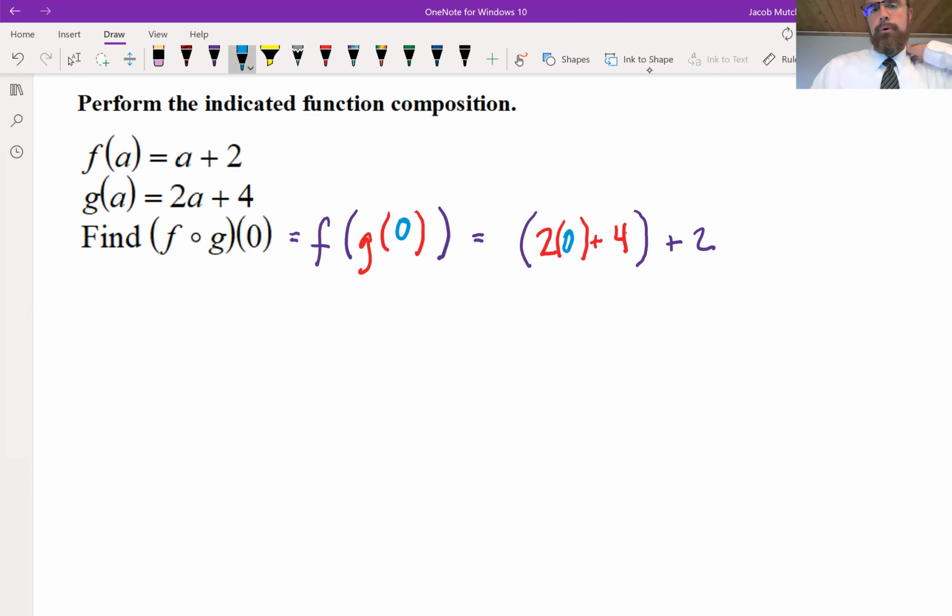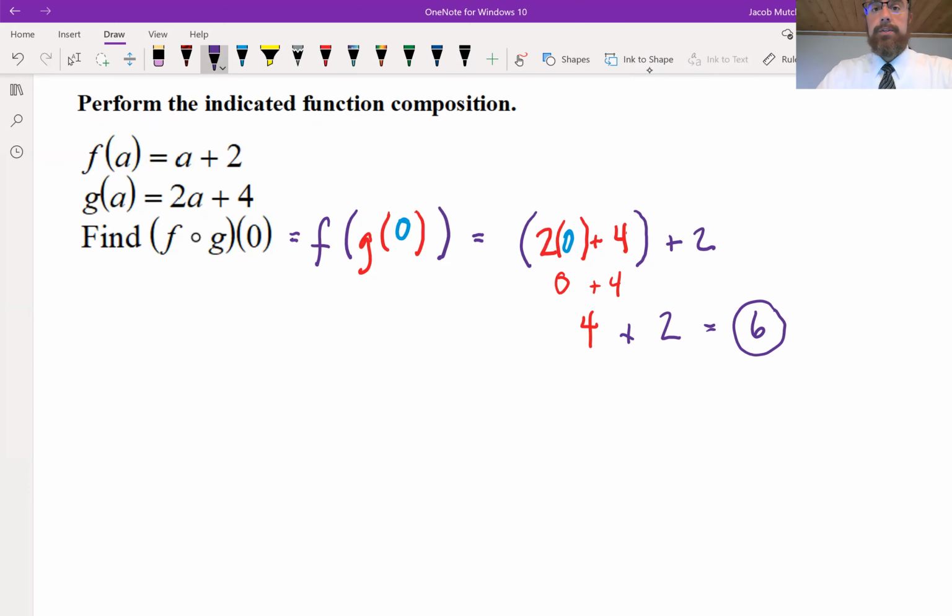And notice at that point, that's all numeric. I don't have any variables in that expression. So let's simplify that. I'm going to treat the inside first. So 2 times 0 is going to give me 0 plus 4. 0 plus 4 is 4. And then if I add the 2 from the f function, I see that f at g at 0 has a value of 6. We'll circle that.